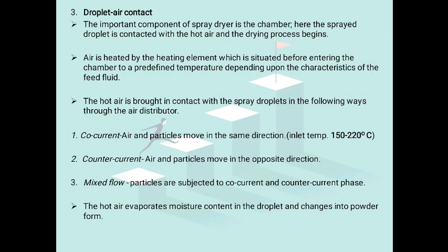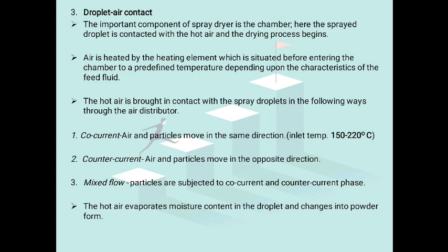Droplet air contact. The important component of the spray dryer is the chamber. Here the sprayed droplet is contacted with the hot air and the drying process begins. Air is heated by the heating element, which is situated before the chamber, to a predefined temperature depending upon the characteristics of the feed fluid. The hot air is brought in contact with the spray droplet in the following ways through the air distribution system.